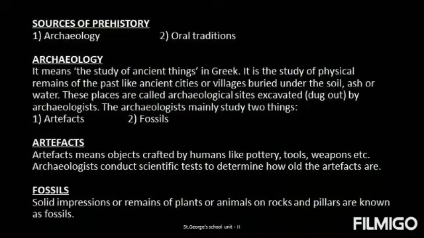In this chapter we are learning about history and prehistory. So we will be learning about their sources also, that is, how we come to know about these two things. Sources of prehistory: there are two main sources of information of prehistory. First is archaeology, second is oral traditions. What are oral traditions? These are the stories which are handed down from generation to generation by word of mouth.